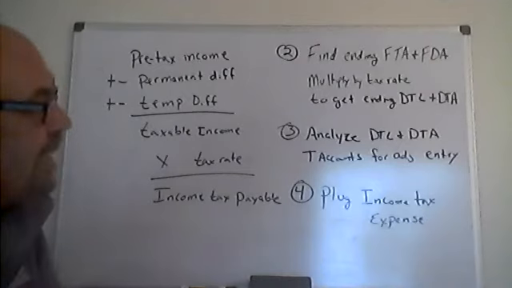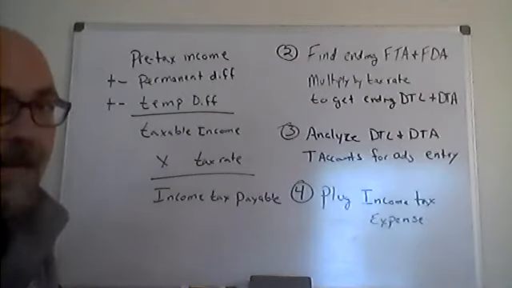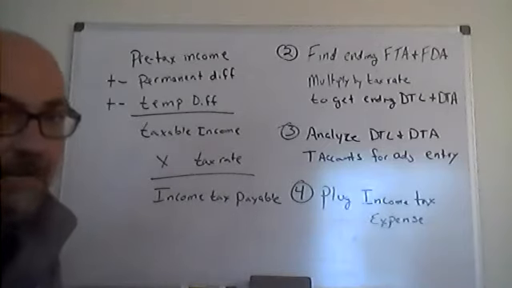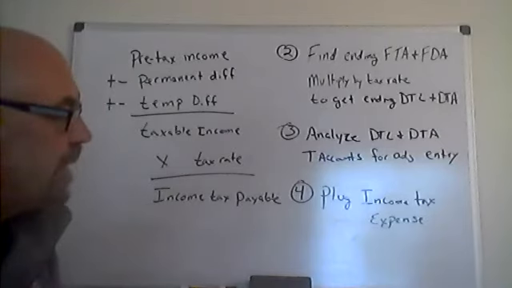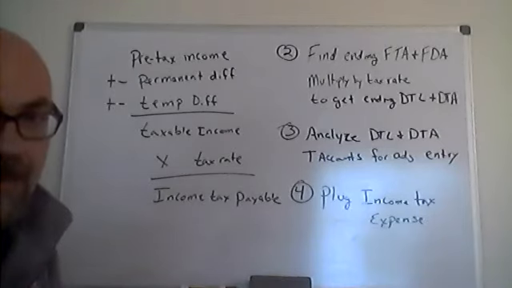Third step is to take that ending number, plug it into the T account as the ending balance, and analyze it and see if it needs an adjusting entry. If so, that is the entry you will make in your journal. And the fourth step is to plug income tax expense.